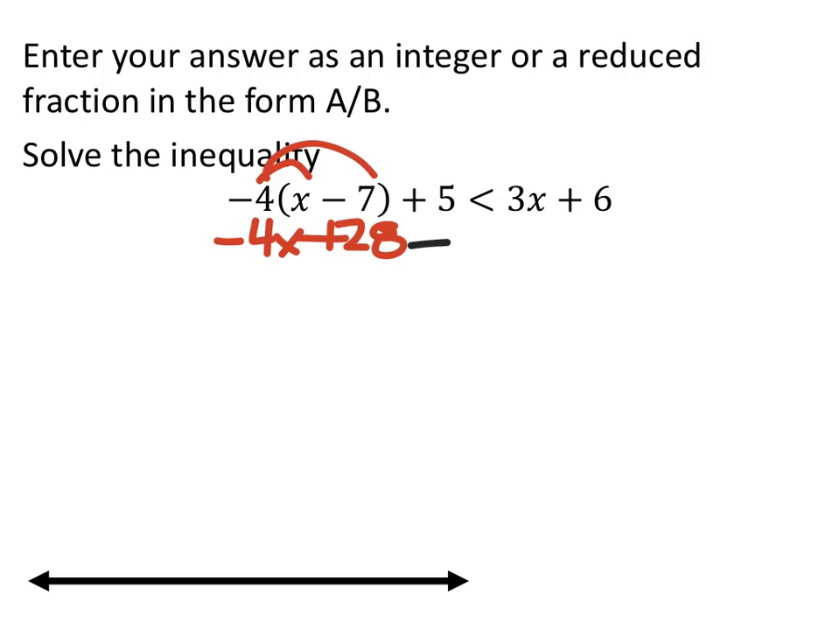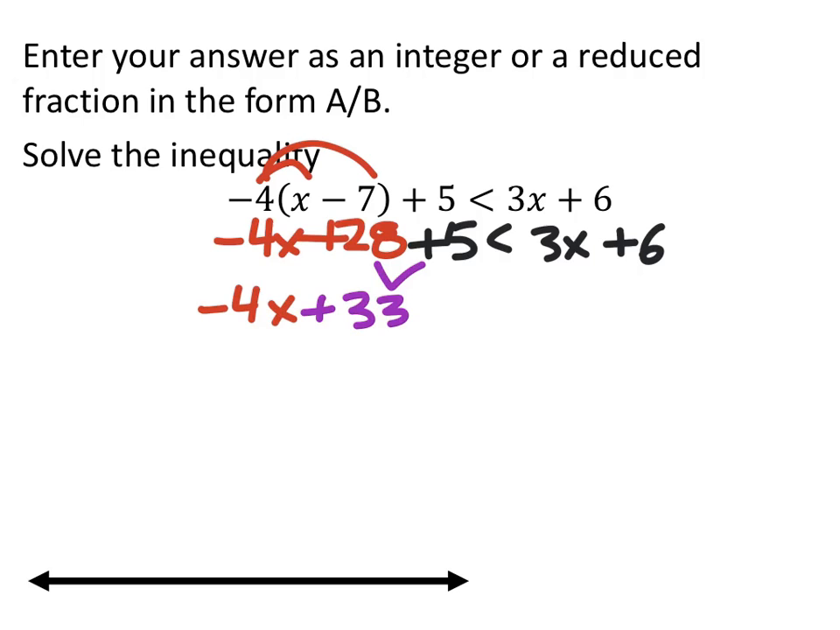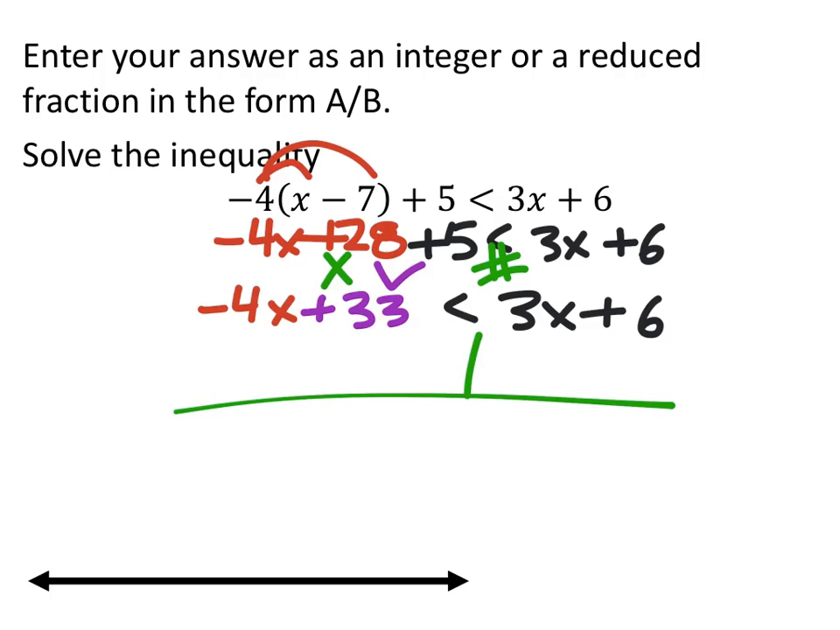We didn't really do anything with the rest of this, so we still got the plus 5 is less than 3x plus 6. So that's distribution, but I have some like terms to combine right here, the 28 and 5, right, which is 33. Positive 33 specifically. Now we got negative 4x plus 33 is less than 3x plus 6. And once again, I'm going to choose to keep my x's on the left and the numbers on the right. And we'll do this with one.